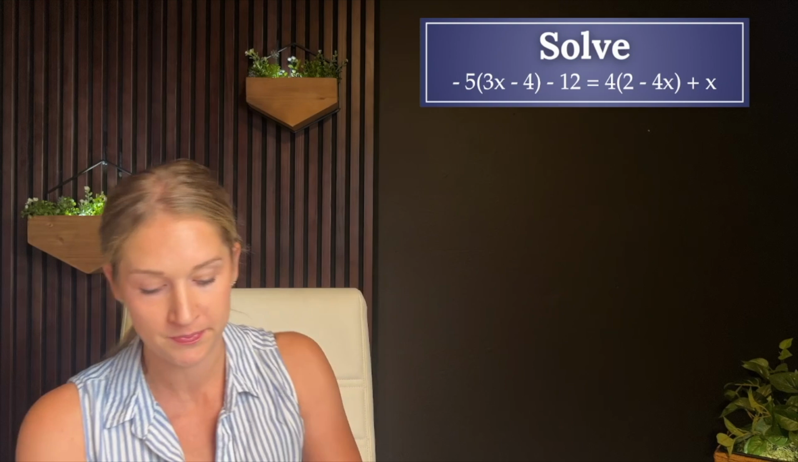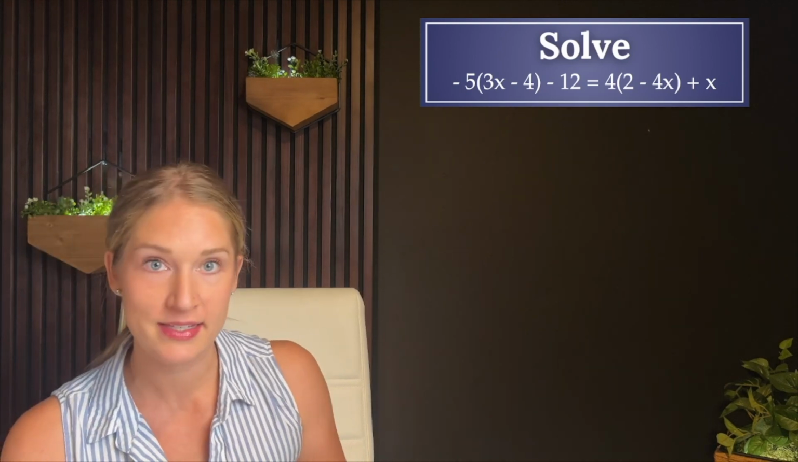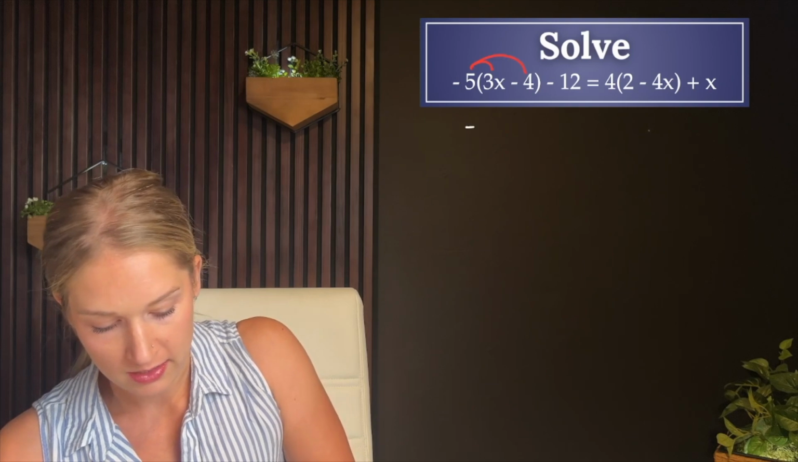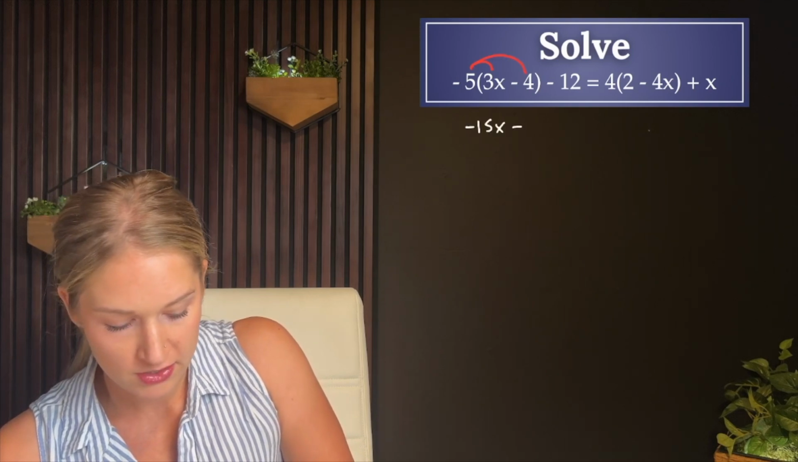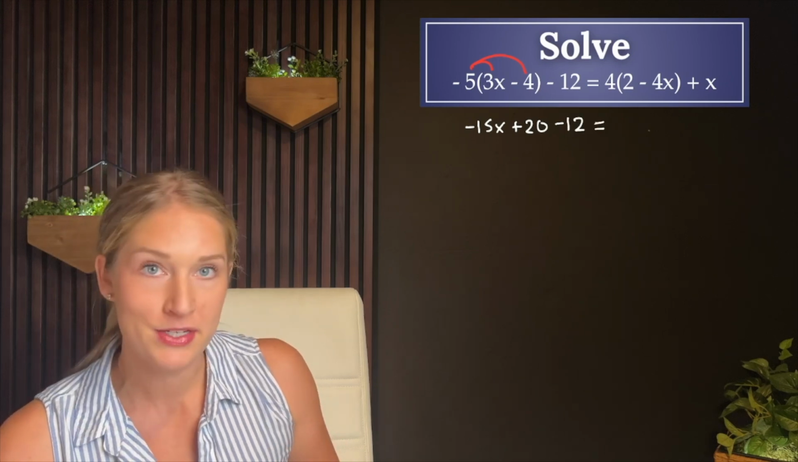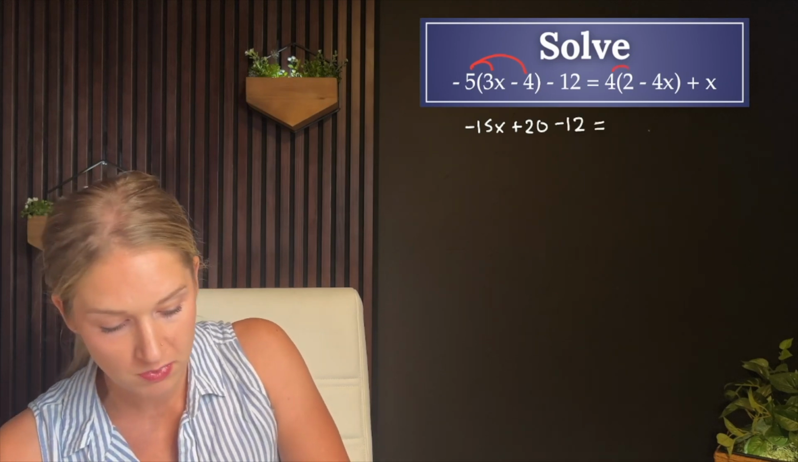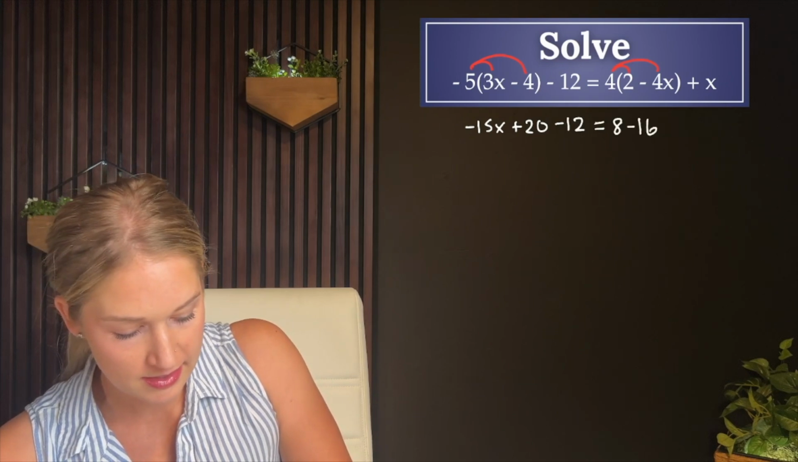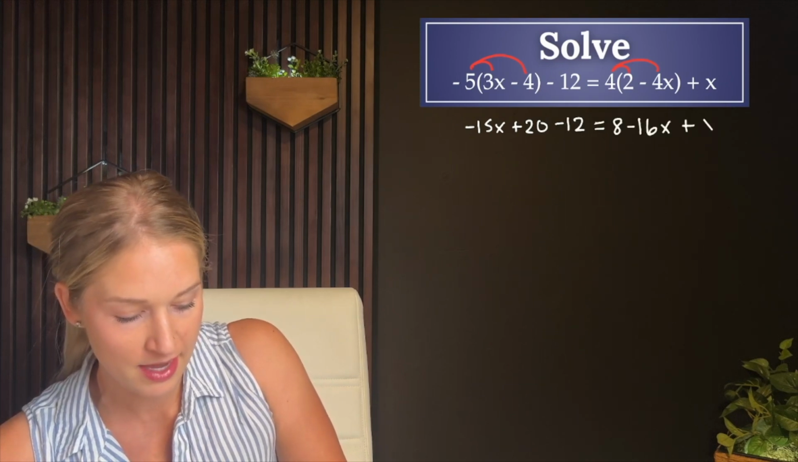Then we solve. So on the left, the first thing I see is that I can distribute the negative 5. So negative 15x plus 20 minus 12. And then on the right, I might as well distribute that as well. I can distribute the 4. I get 8 minus 16x plus x.